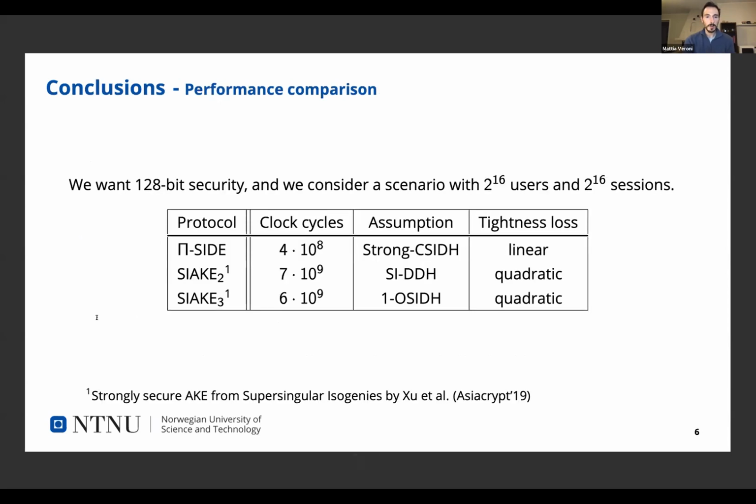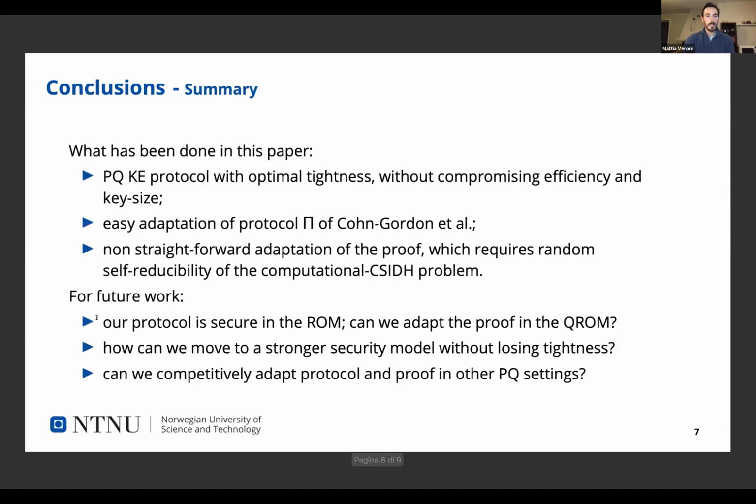And as a quick comparison, we mainly compared our protocol with the protocol SAC, which was published last year at AsiaCrypt. And you can see we gain at least 1 order of magnitude compared to the efficiency of SAC, both protocols in that paper. And to summarize, we have built this post-quantum authenticated key exchange protocol, implicitly authenticated, with optimal tightness. And we haven't compromised either the efficiency of the protocol or obtained huge key sizes. They are still reasonable. The adaptation of the protocol itself was straightforward. It was not that straightforward to adapt the security proof.